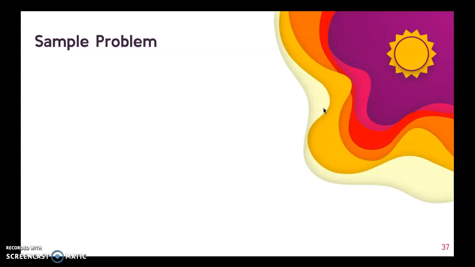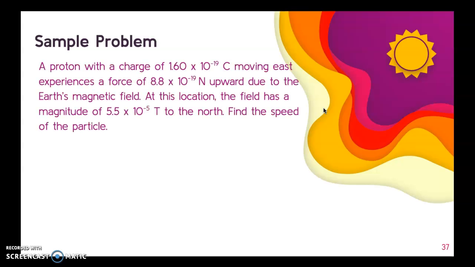Now we're ready for a sample problem. So let's say we have some lonely proton with a charge of 1.6 times 10 to the negative 19th coulombs moving east that experiences a force of 8.8 times 10 to the negative 19th newtons upward due to the Earth's magnetic field. I'm going to pause here.